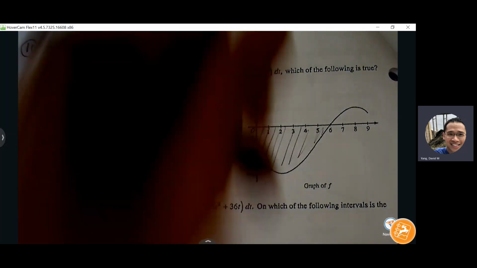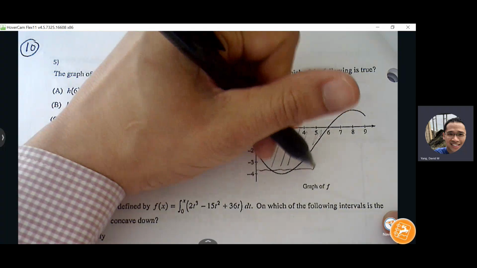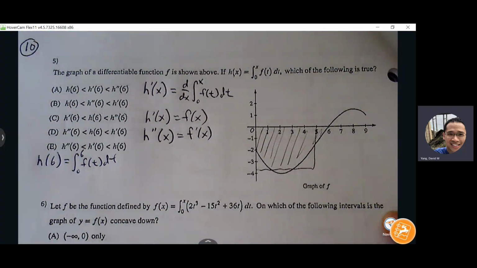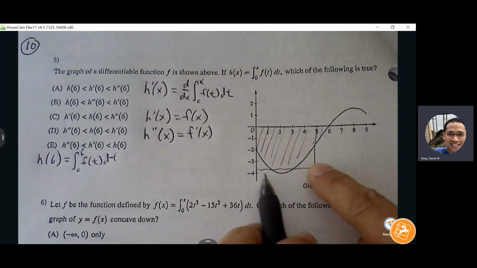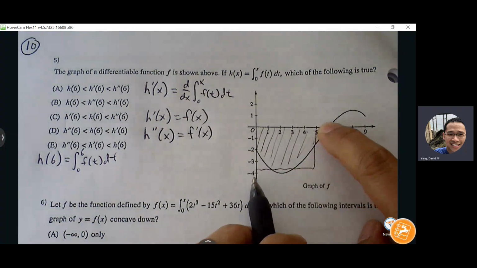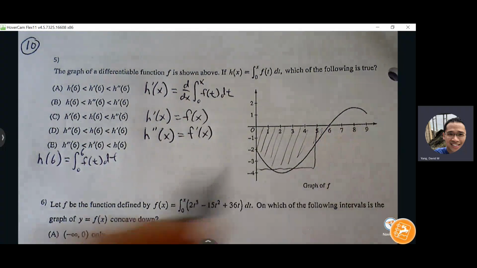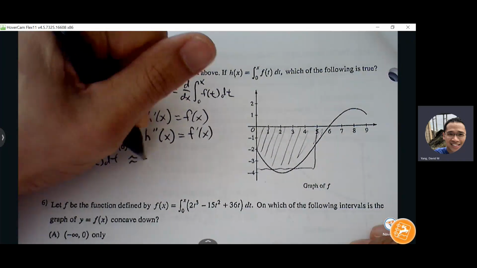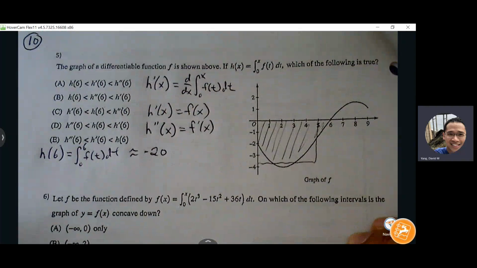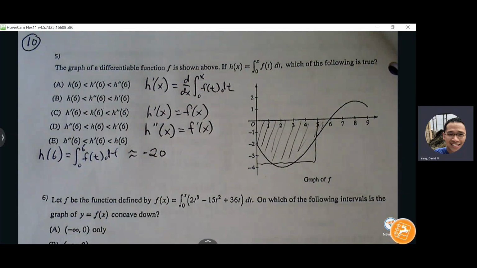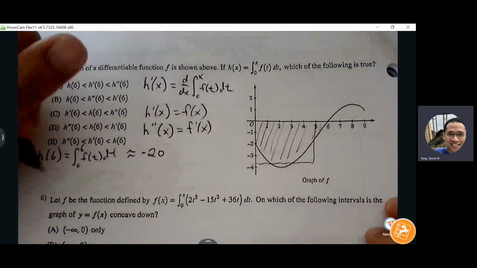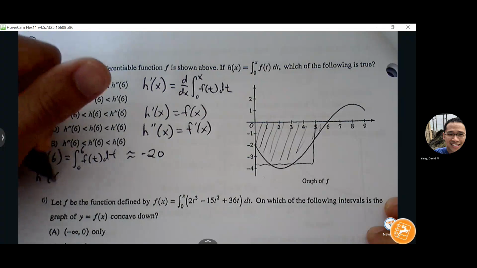Now, if I just want to do a quick estimation, I can say that, well, it looks like it's maybe a little bit smaller or larger than this rectangle. So if I did 5 times 4 as 20, I could just estimate, okay, maybe that's around negative 20. I know that it's not accurate, but it gives me somewhere between negative 15 and negative 20, right? I know it's going to be somewhere in that range. Okay. So let's find h prime of 6.